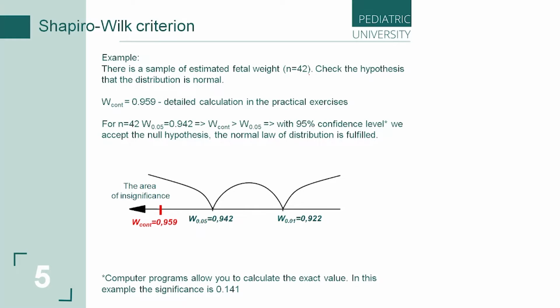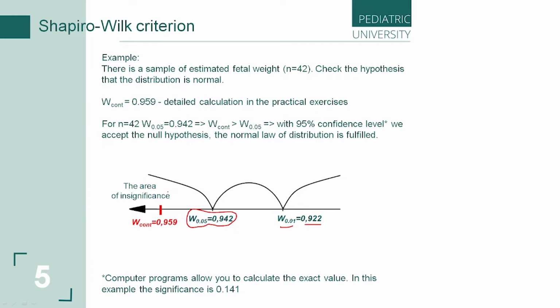So it turns out that the critical value of the criterion at the significance level of 0.05 for a sample size of 42 items was 0.942, and for a significance level of 0.01, the critical value of the Shapiro-Wilk criterion is 0.922. This chart shows these values and the area of insignificance.